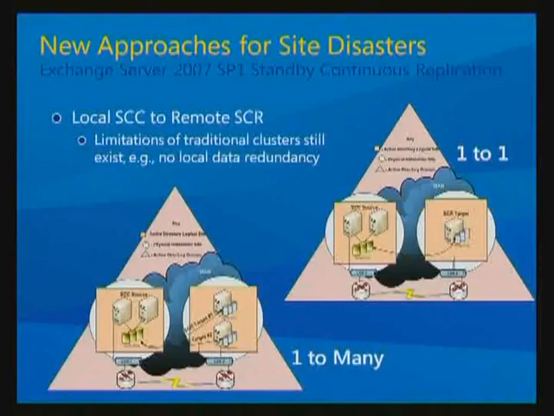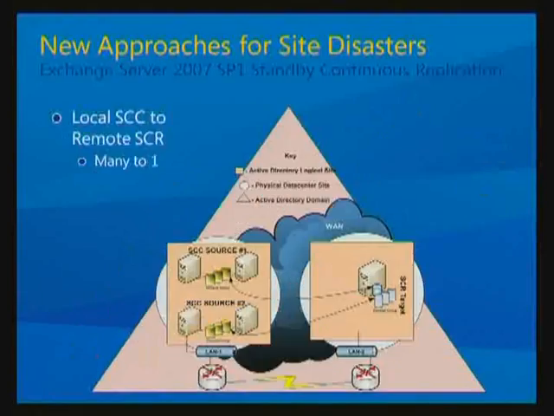You can also have SCR or SEC as your source and SCR as your target. You can have 1-to-1 or 1-to-many. Again, this is representing across 2 different data centers. And you can have your local SEC be many-to-1, where you have multiple SEC sources to 1 SCR target.